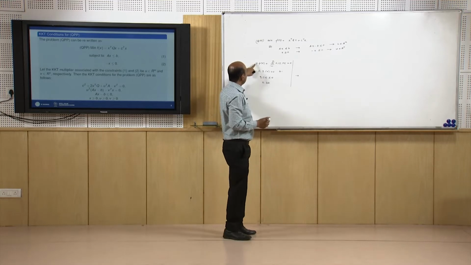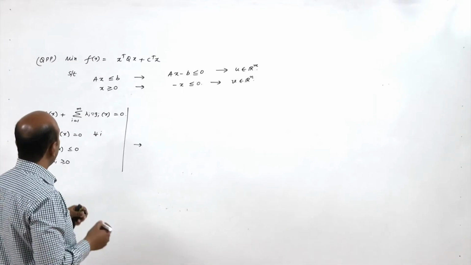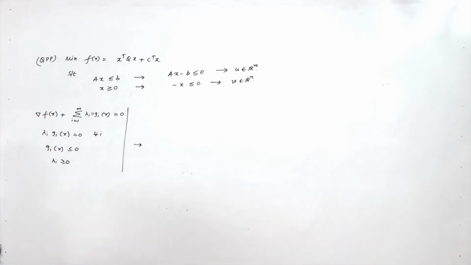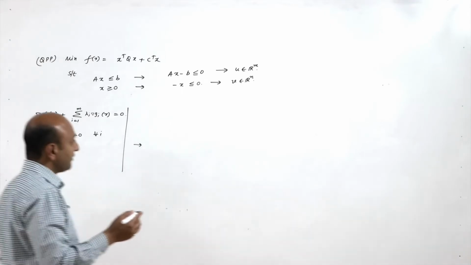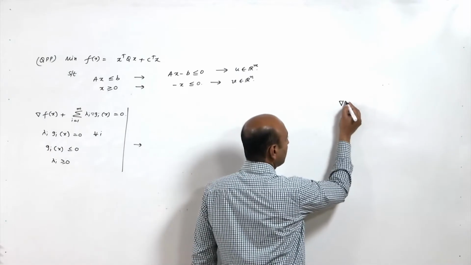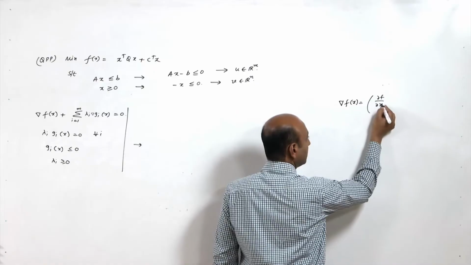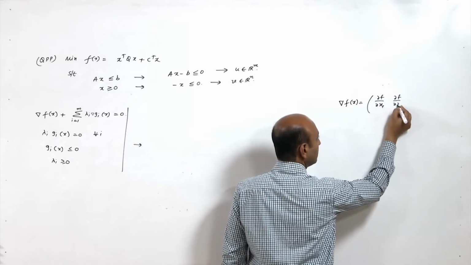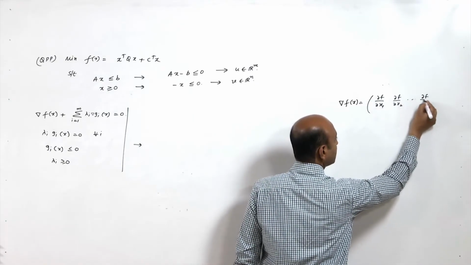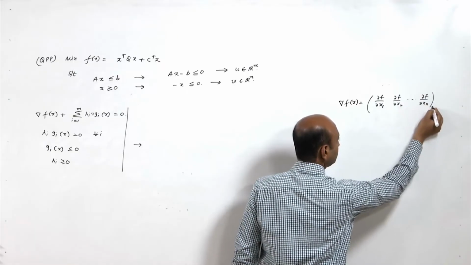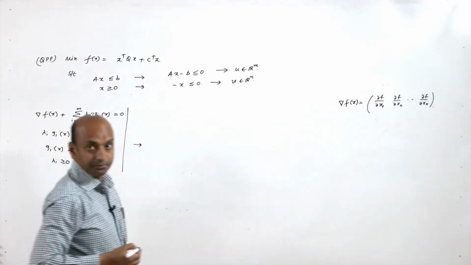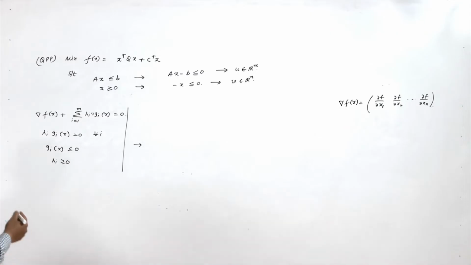So, let us write down the first KKT condition. What is the gradient of f(x)? Gradient of f(x) means del f by del x1, del f by del x2 and so on, up to del f by del xn. Now, you can understand how to write this KKT condition by an example.